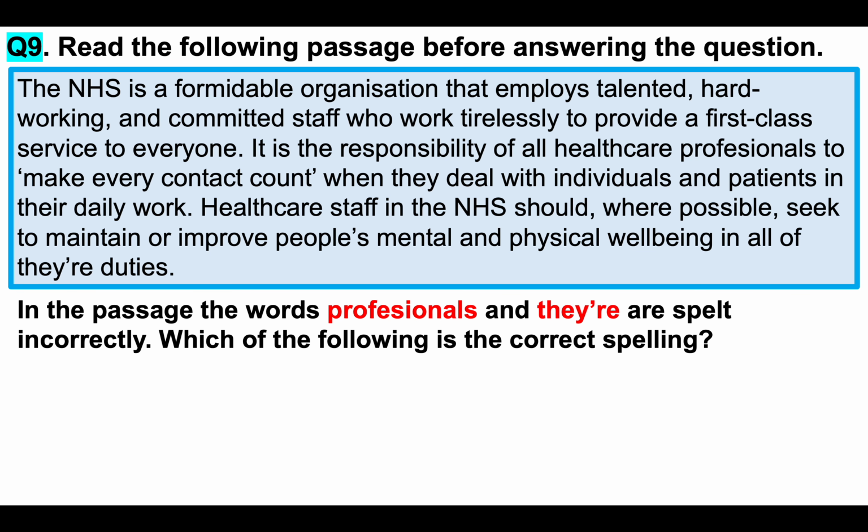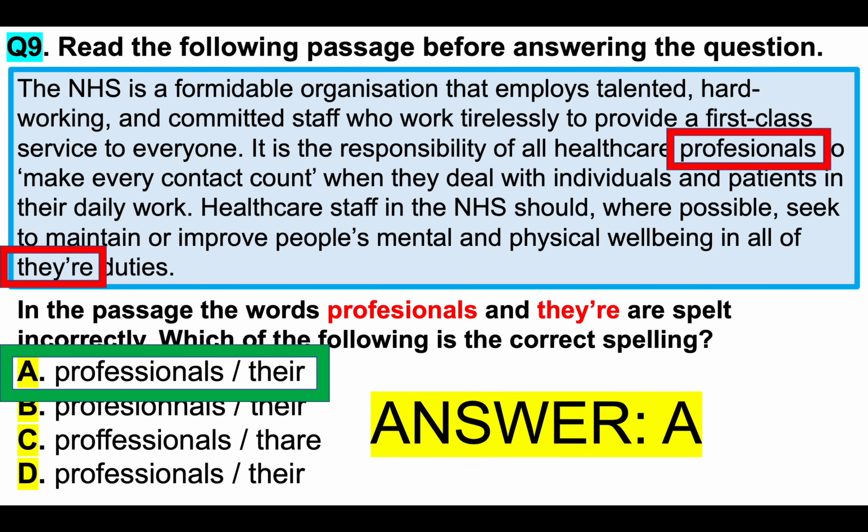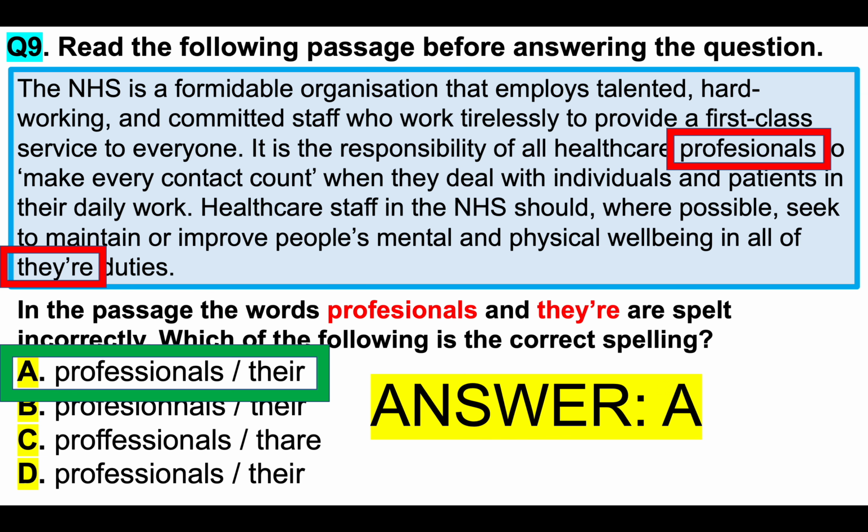Now, in that passage, the words professionals and their are spelled incorrectly. Which of the following is the correct spelling? So professionals and their are spelled incorrectly. Which of the answer options A, B, C or D is the correct one? Now the only one that is correct is A, professionals and their. Therefore you would choose A as your answer for this literacy test question.